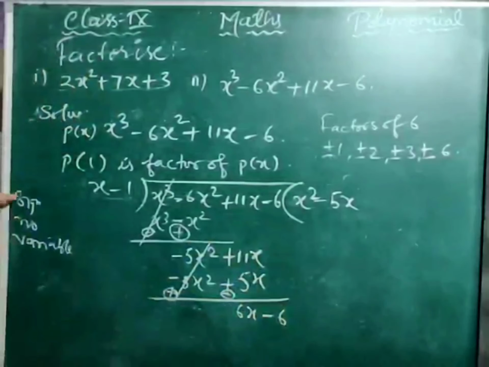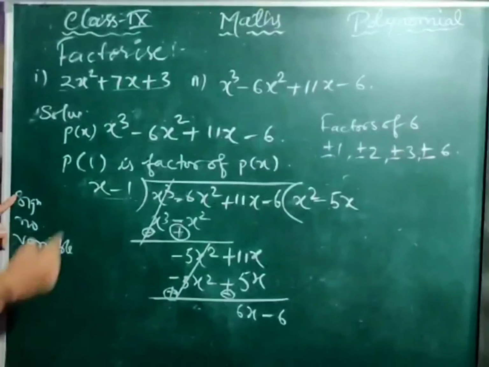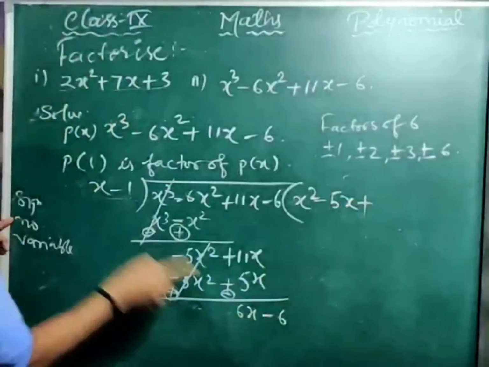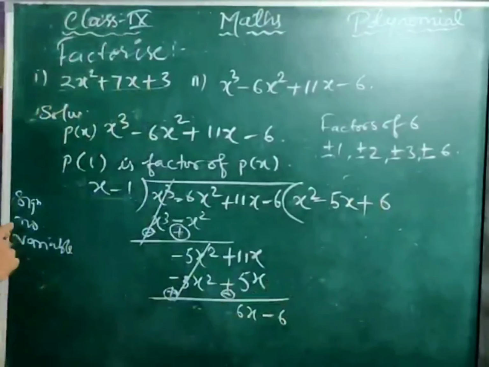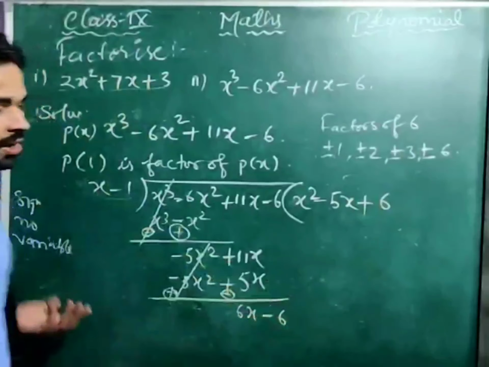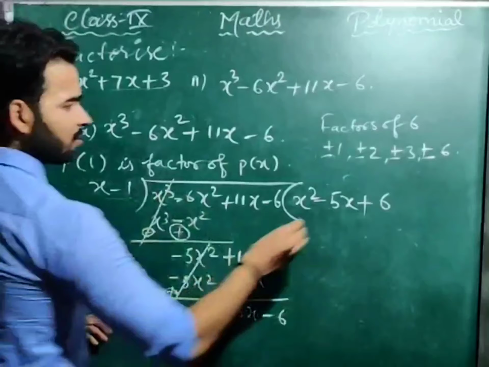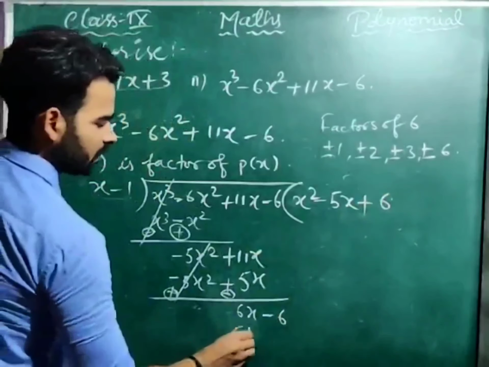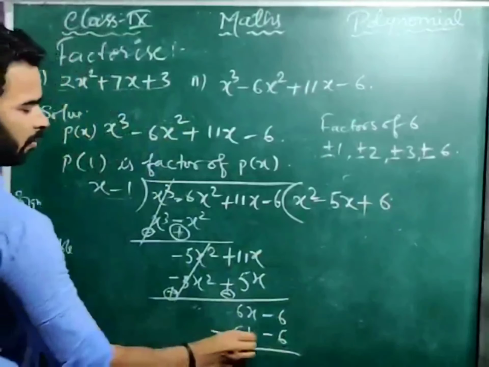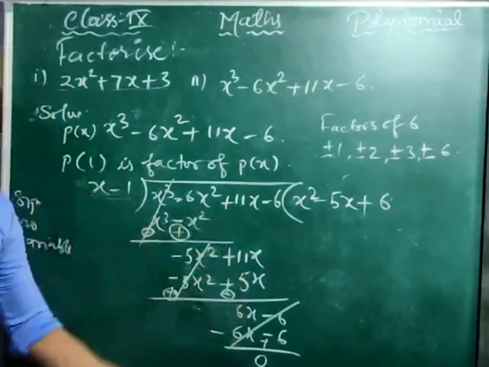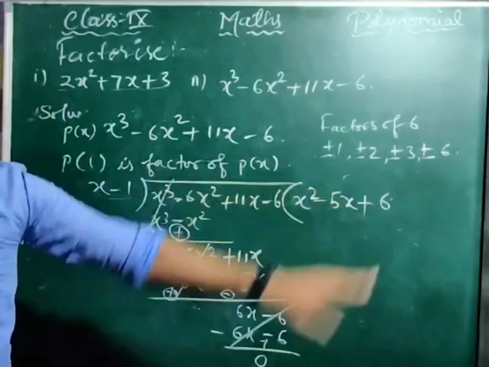Again students, sign, number, variable. So sign plus plus, so we'll write down plus, number 6, so we'll write down 6, and variable is what? X, and here is no variable. X will be only there. X power is the same, so we write down 6x. So it will be 6x minus 6, minus plus cancel, 0. So by dividing by x minus 1 we got x square minus 5x plus 6.